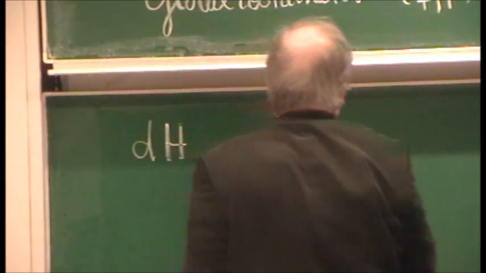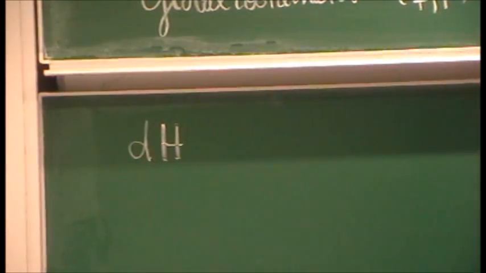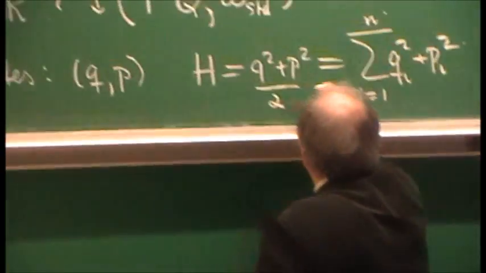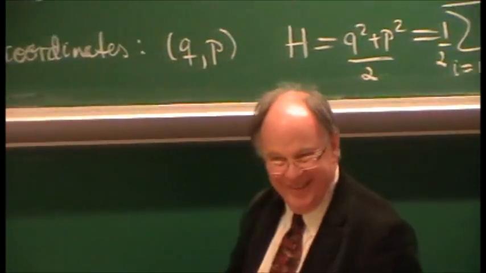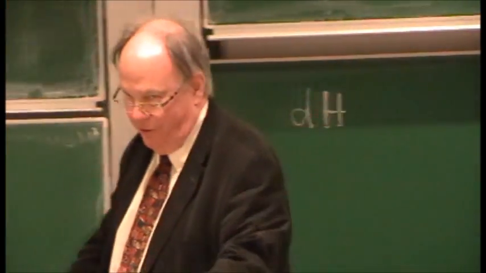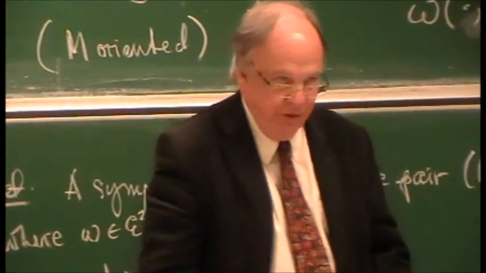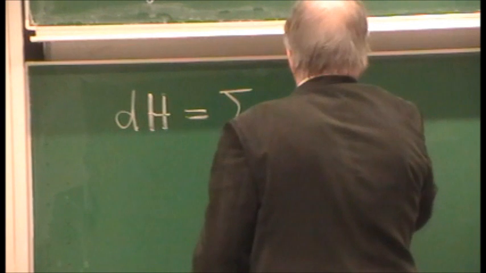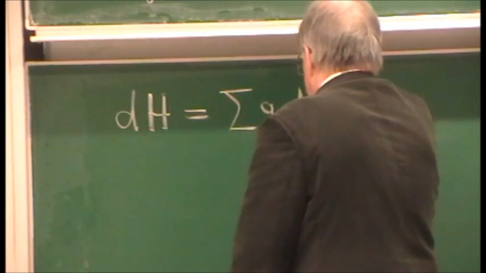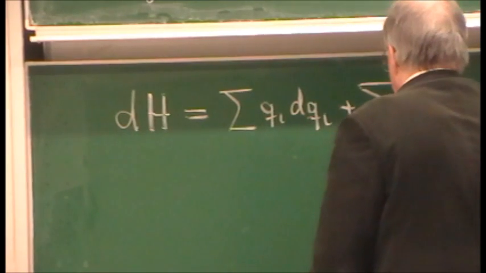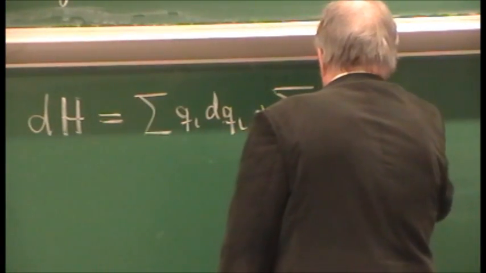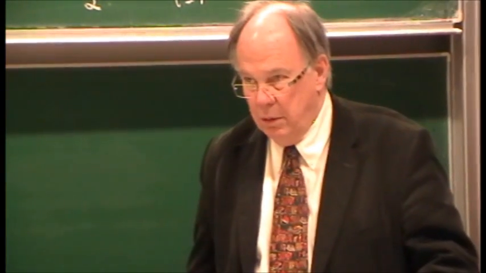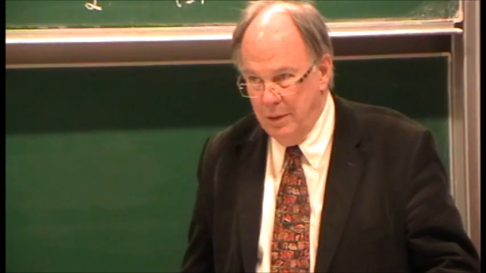Okay, let's go. So dH. You know, so physics, I told you, copy every notation. Physics people really know to write numbers and write everything, so just copy. So dH, well, it's very nice because this is the sum of q_i dq_i plus the sum of p_i dp_i. That's dH, right?